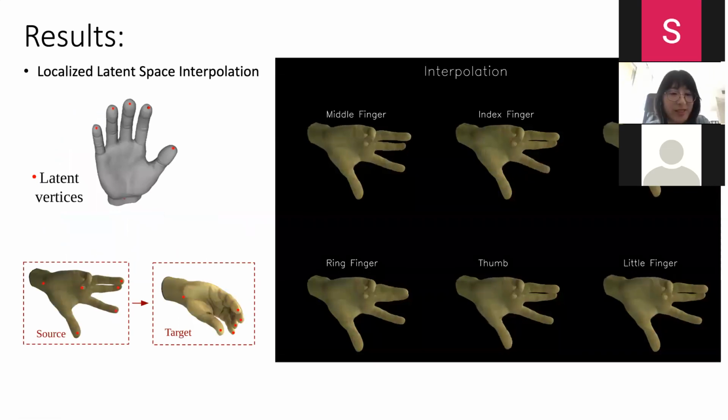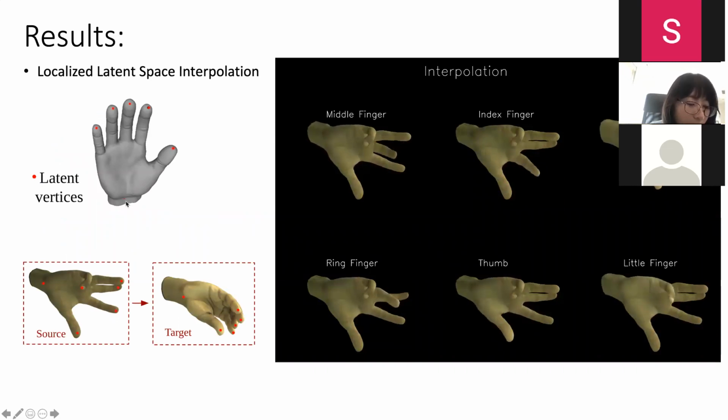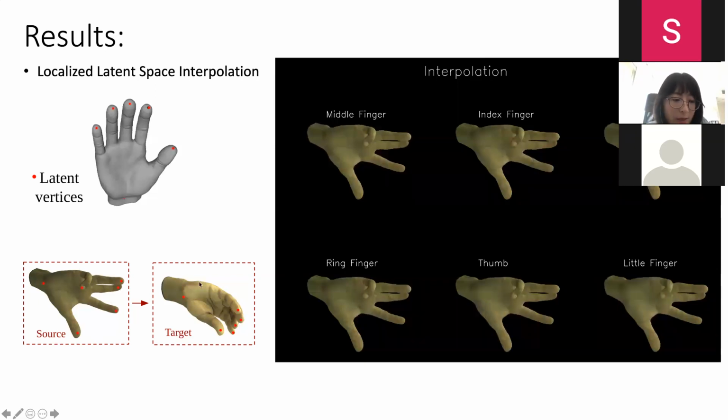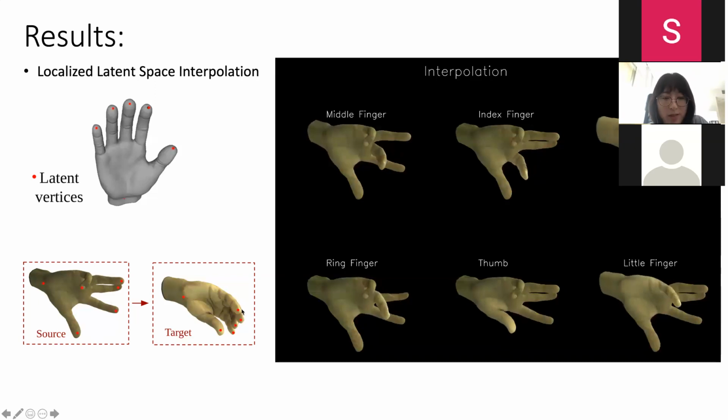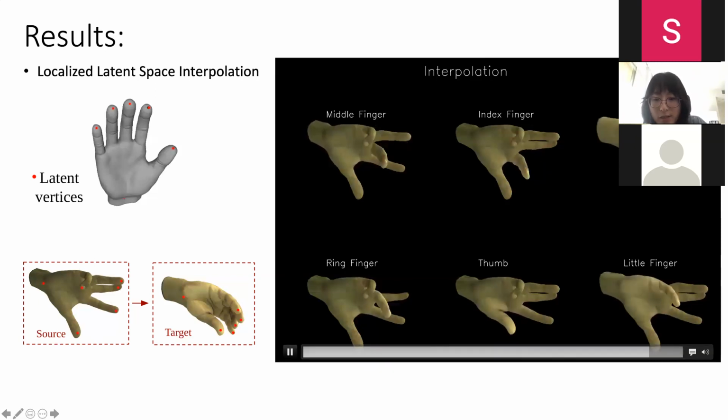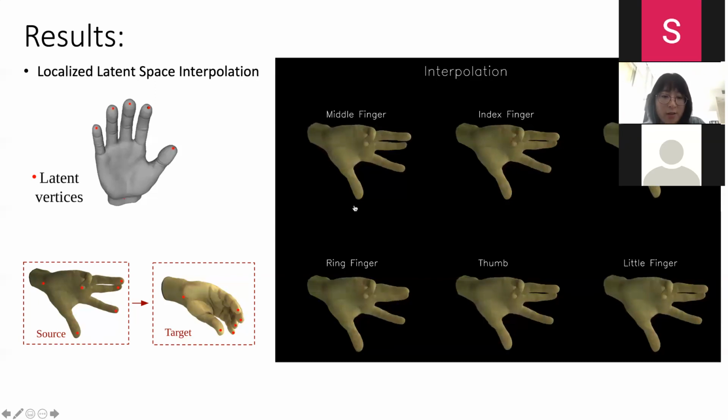Another result is on the human hand experiment, where I defined the latent vertices on the tip of each finger and one on the wrist as well. Then I did an interesting interpolation. Suppose this one is the source and this one is the target. In this experiment, I tried to interpolate only one of these latent codes. For example, this one is the middle finger, this is the index finger, this is the little finger, and this one is the interpolation for the whole hand. You can see that with this type of interpolation, only the finger or the wrist that we specified is interpolated, but the other parts of the hand remain the same.